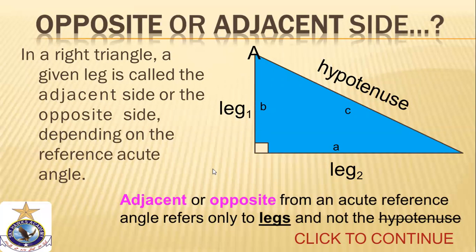Leg one. Oh, no, it's adjacent. Oh, my. With reference to angle A, I was looking at side A, but it's leg two that is opposite. Leg two is opposite. And what about leg one? Leg one is adjacent. Okay, good. So the hypotenuse cannot be opposite or adjacent to the acute angle, is what I mean to say.